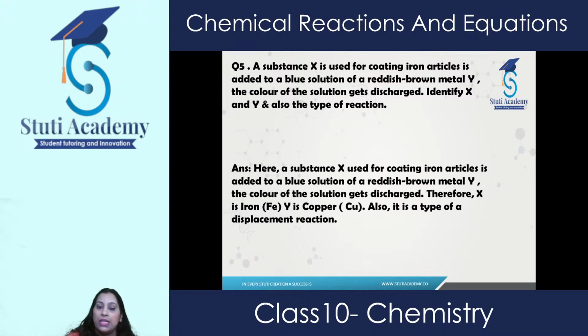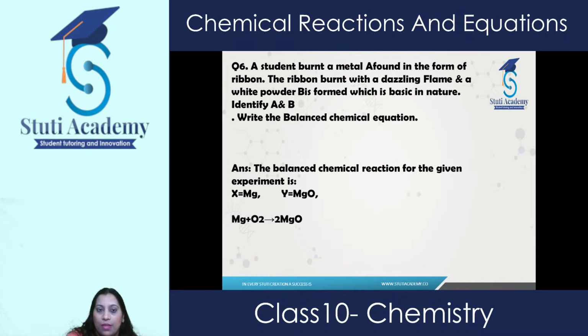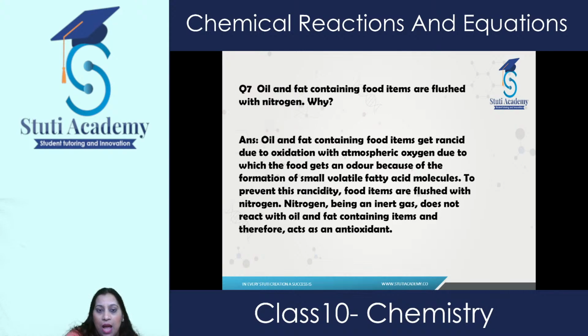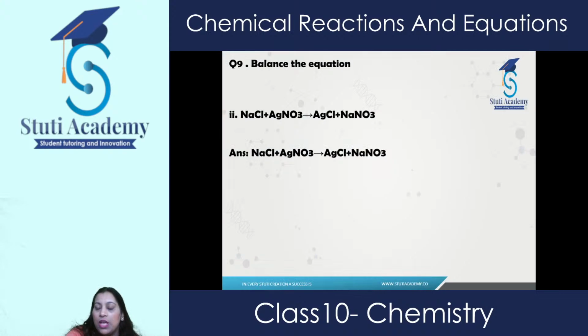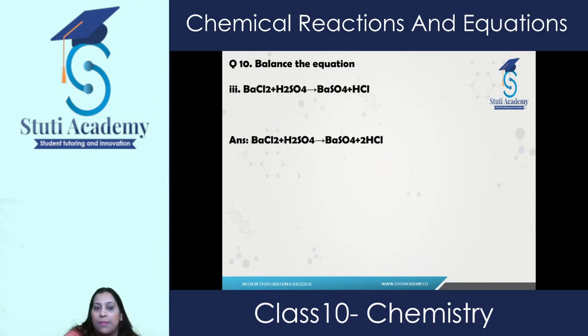Generally these types of questions can come in the exam, so please go through them. Although I have explained them, these are very important questions. Like, if a student burns a metal which produces a dazzling flame, a white powder is produced. It's a 2-mark question, students. So you need to write the names of metals A and B and then write the equation. These kinds of questions can be asked in the exam n number of times, so please go through these questions.